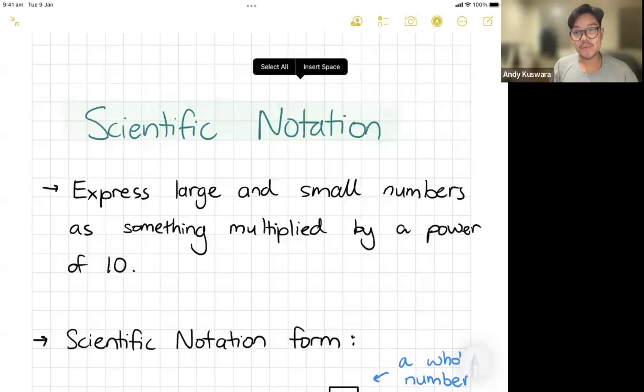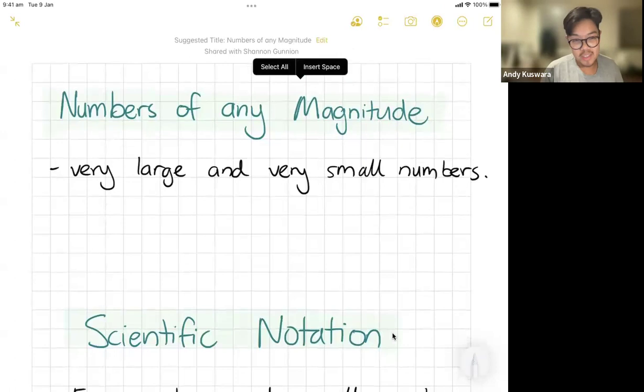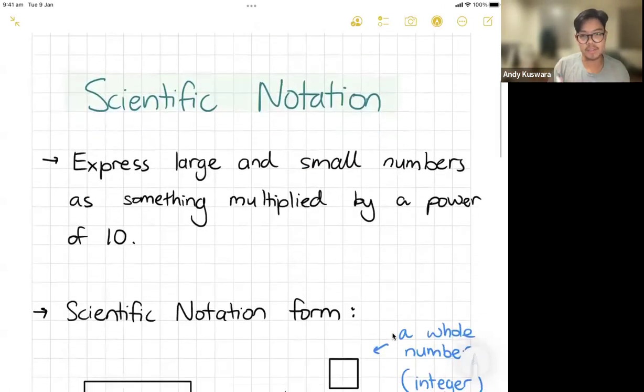Okay, let's get into it. Keep it short and sweet today. Today, we are starting our new topic. It's technically called numbers of any magnitude. Long story, we're just talking about any kind of number, all the way from very large to very small. In particular, we're going to learn about scientific notation. This is a way that we get to express large and extremely small numbers as something multiplied by a power of 10. It saves us writing a bunch of zeros.